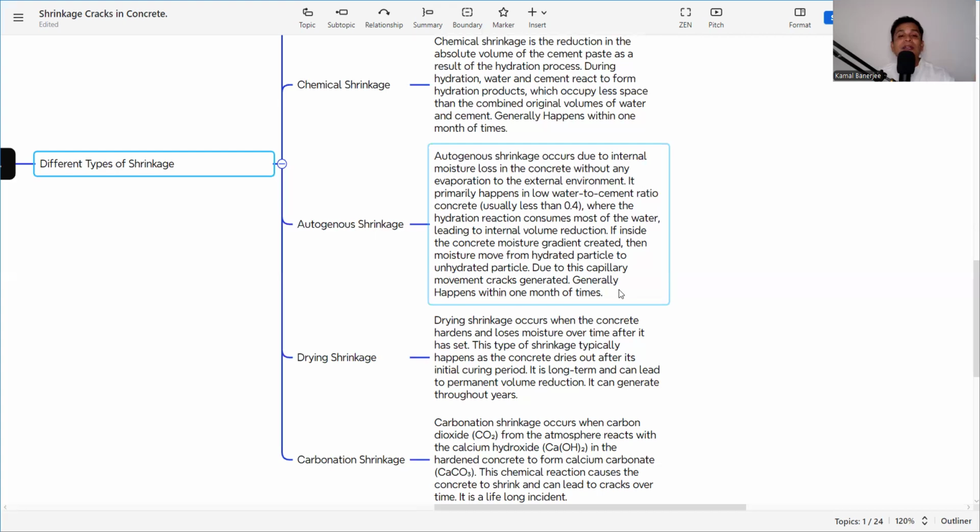So this chemical shrinkage and autogenous shrinkage happen simultaneously, or more or less the same, because of the chemical reaction. So what is the remedy for the chemical shrinkage and autogenous shrinkage? We need pre-wetted aggregate, or we add fiber to take that tensile stress which is generated due to chemical shrinkage and autogenous shrinkage.